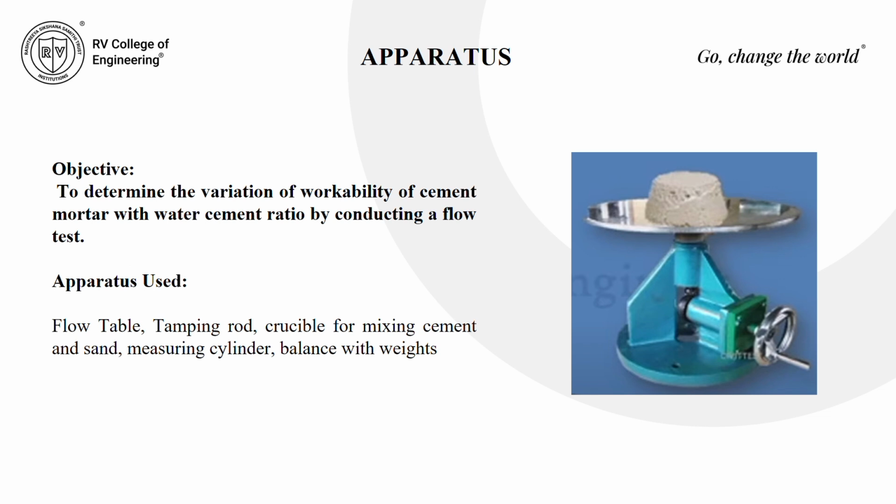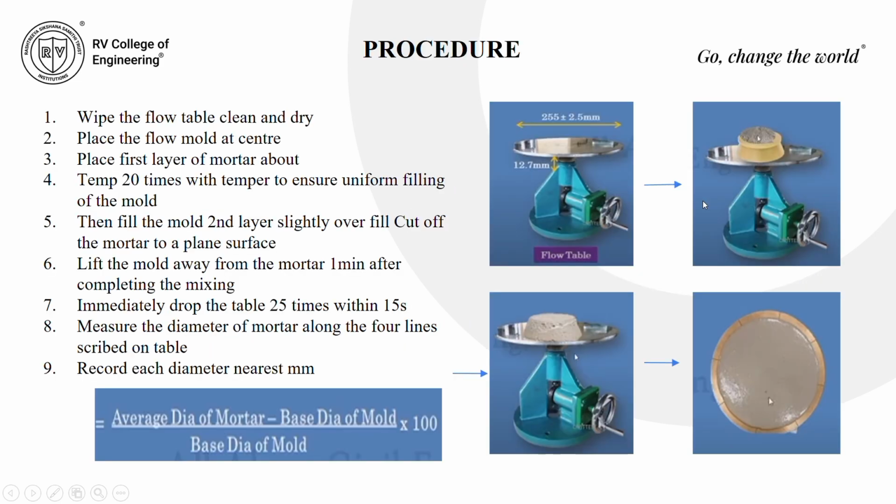This is the objective and the apparatus which is used in our experiment. These are the apparatus. This is the flow table. This is the cement mortar.